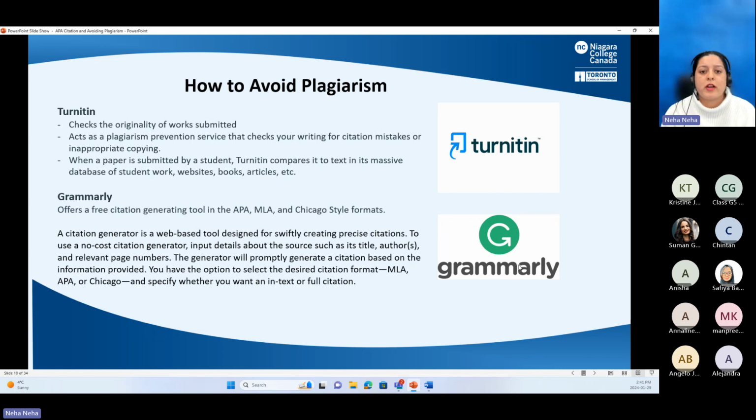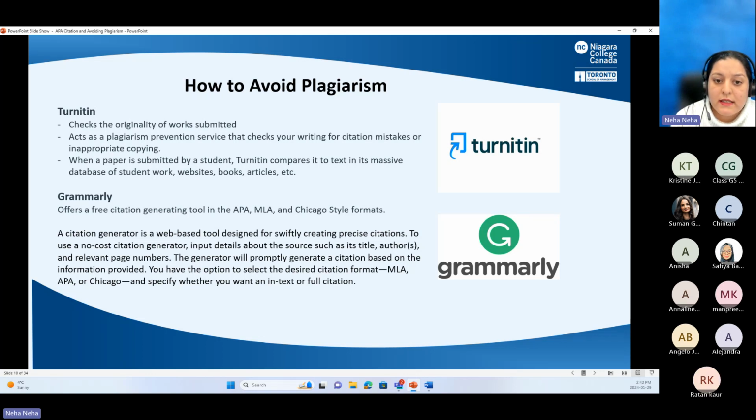So you can also avoid plagiarism. How can you avoid plagiarism? You can use the Turnitin software, which checks the originality of work submitted. It also acts as a plagiarism prevention service, which checks your writing for citation mistakes or inappropriate copying. When a paper is submitted by a student, Turnitin compares it to text in its massive database of student work, websites, books, articles, etc.